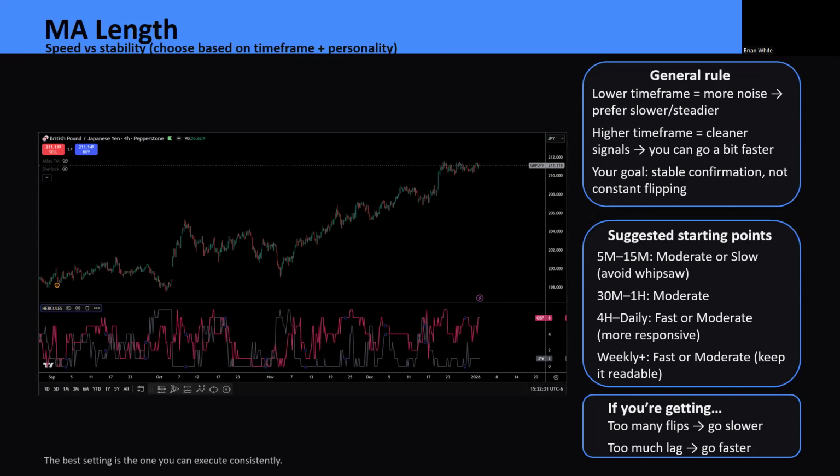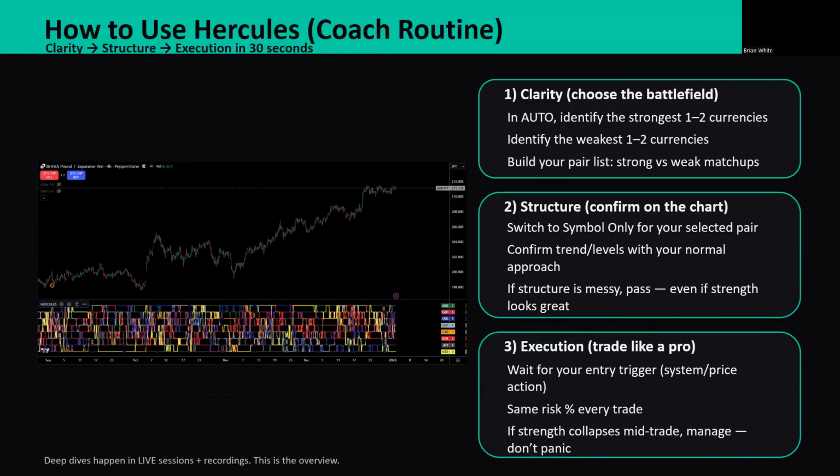So take a screenshot of that so you have a reference for that part when you get to your Hercules, because this is a tool that, like we said, we use quite a bit. Very, very strong tool. And then our normal routine. So step one, clarity. In auto mode, this is where you find the separation, who's strong, who's weak. Make a short list of strong versus weak matchups. And then step into step two, which is your structure. Go to the chart, confirm your normal rules. What are you looking for?